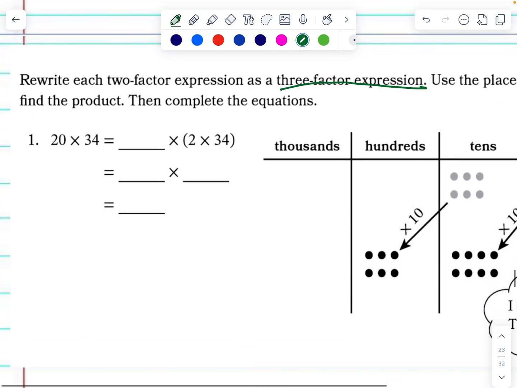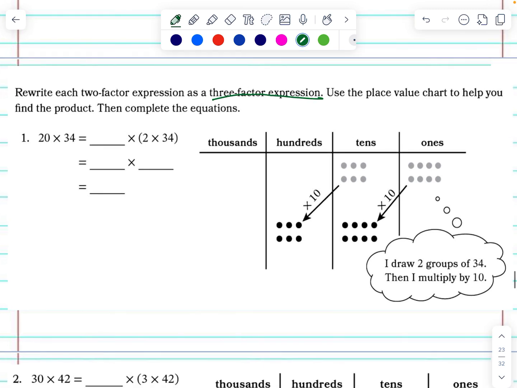Now, turn to your workbook, and I believe it's page 130. Nope, it is page 103. And it tells us in the directions we're going to rewrite each two-factor expression as a three-factor expression. Use the place value chart to help us complete the equations. So, two factors, this is a factor and this is a factor. Change it to three factors. 1, 2, 3. That's what we were just doing a minute ago.